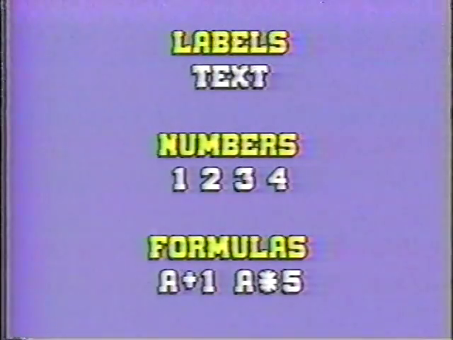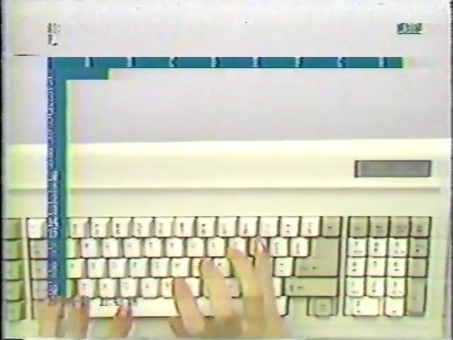Let's talk about cell entries next. There are only 3 things you can enter in a 1, 2, 3 spreadsheet: labels, a label is text, numbers, and formulas. Let's start by entering some text. Why don't we type your first name? See your name appear in the control panel as you type. If you make a mistake, fix it by pressing the backspace key and continue typing. Now press enter.